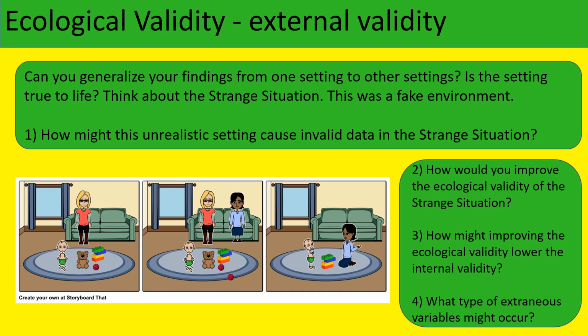So I've put a picture there of the strange situation, which you should know is an observation, a controlled observation that was done to assess the different attachment types, which you learned about in the first year. And so when you look at the strange situation, it was designed to be a difficult, a challenging situation for children aged 9 months to 18 months.